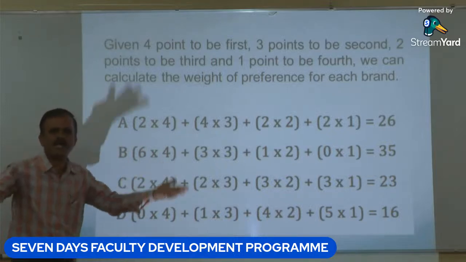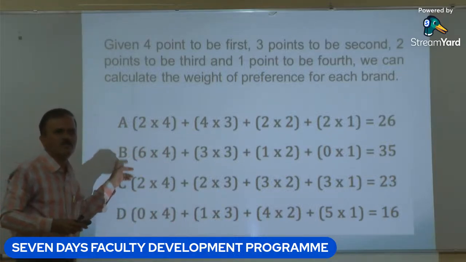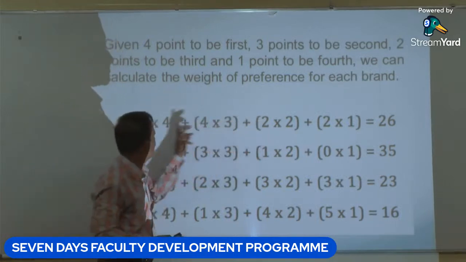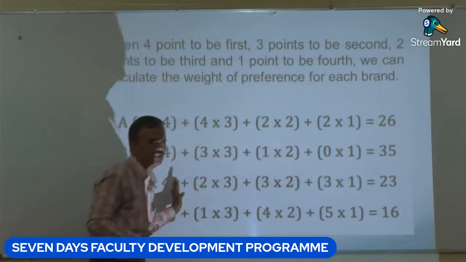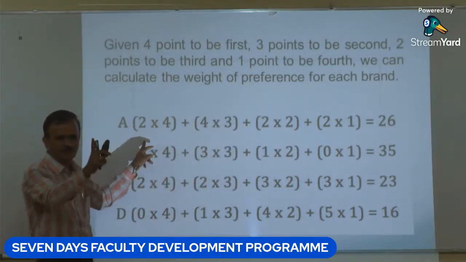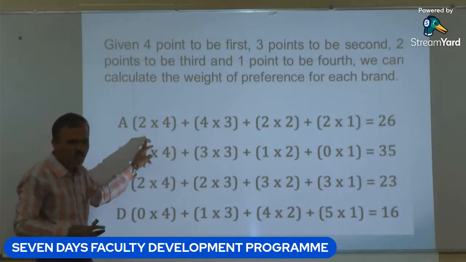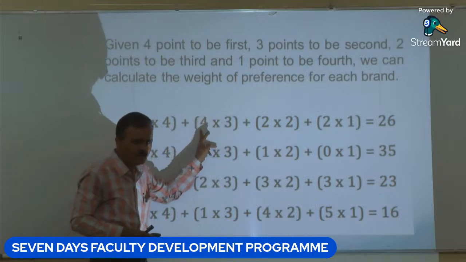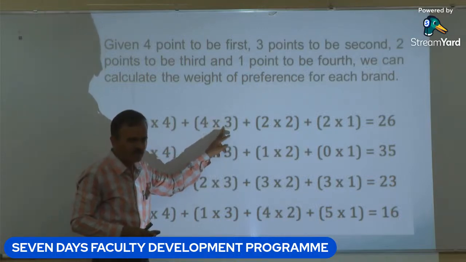Since the weights are the ranks here itself, the counts are multiplied with the ranks. Rank, for example, like this: 1, 2, 3, 4, or 4, 2, 3, 1. These are the ranks multiplied with the counts, the preferences. The first number was 2, multiplied with 4, that is the first one. Then 4 multiplied with that count, 4 multiplied with 3, like this.